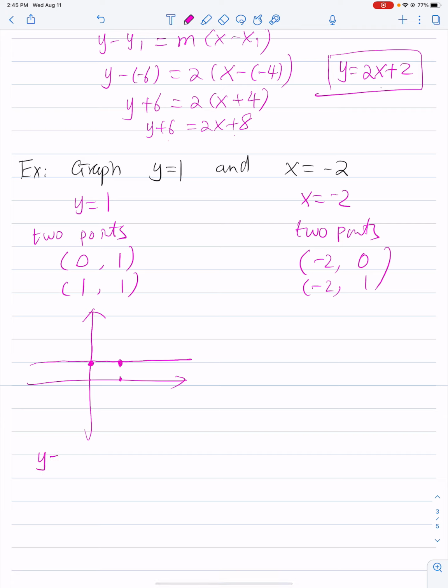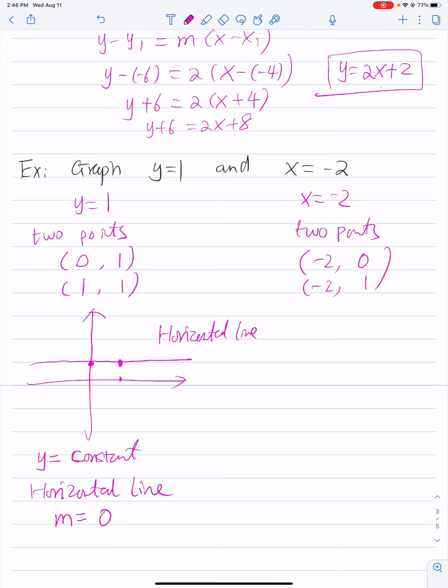So y equal to this, what is this? A horizontal line, yeah? So y equal to any number, say any constant, is always a horizontal line. And the slope is always 0. And similarly, what happens here?